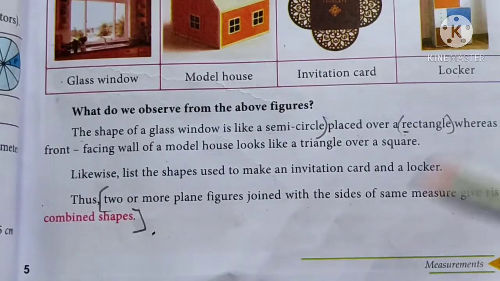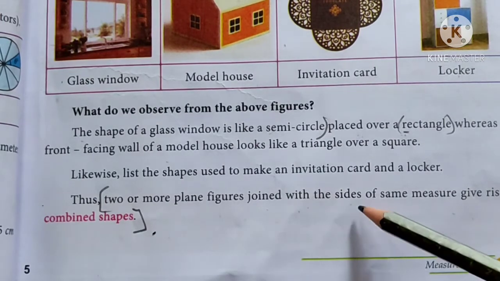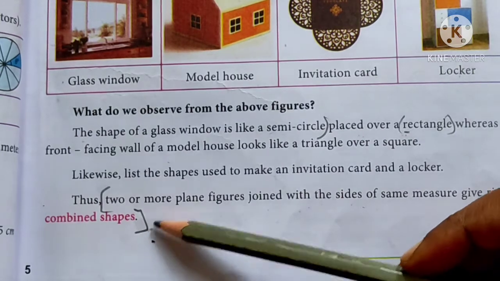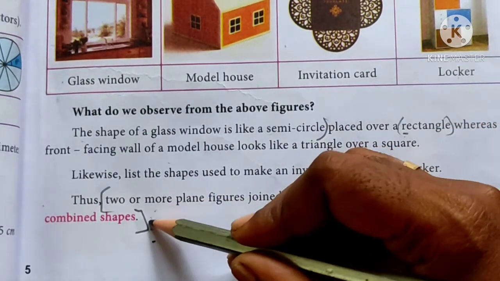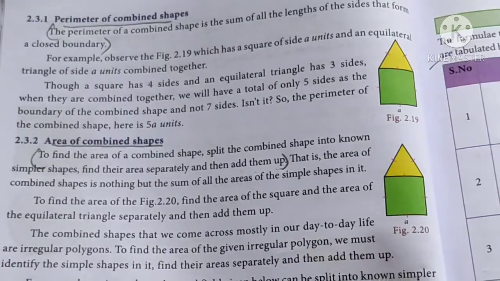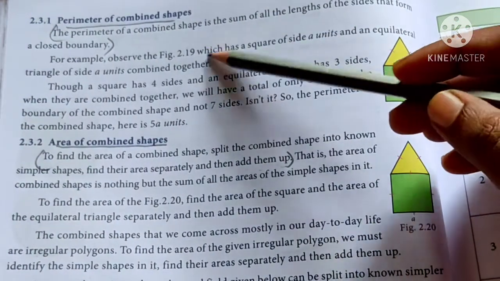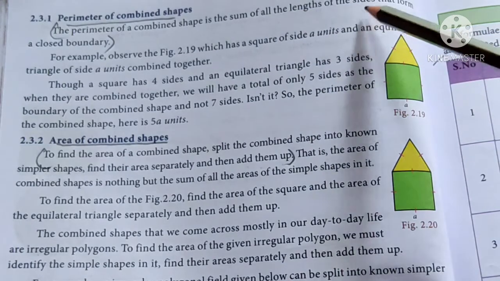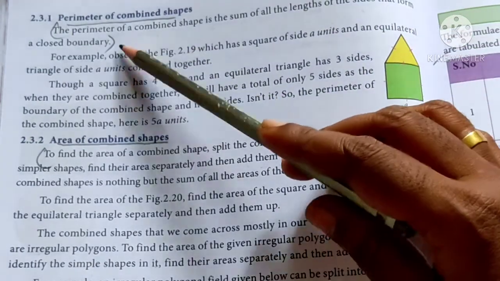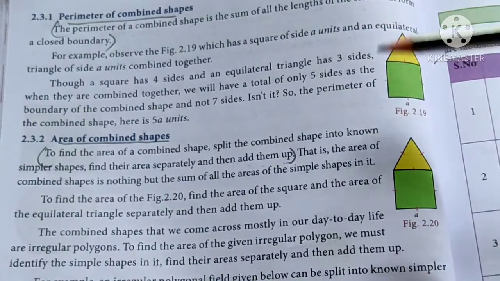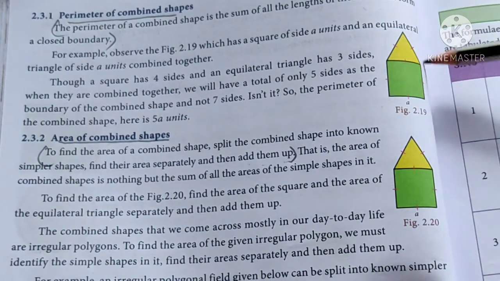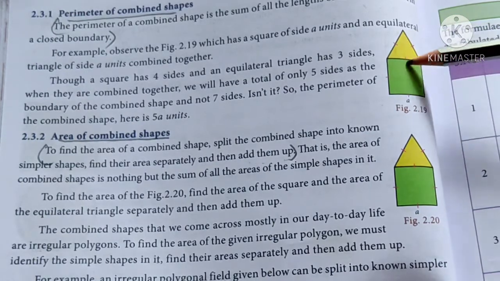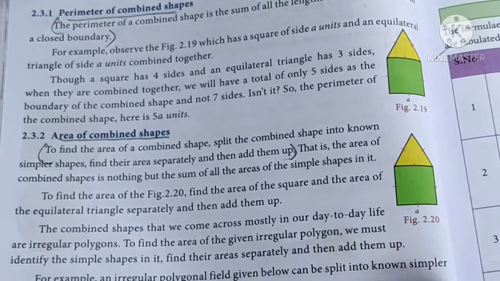Okay, two or more plane figures joined with the sides of the same measure give rise to combined shapes. This is the definition of combined shapes. Next one, perimeter of combined shapes. The perimeter of a combined shape is the sum of all the lengths of the sides that form a closed boundary. Okay. Then area of combined shape.